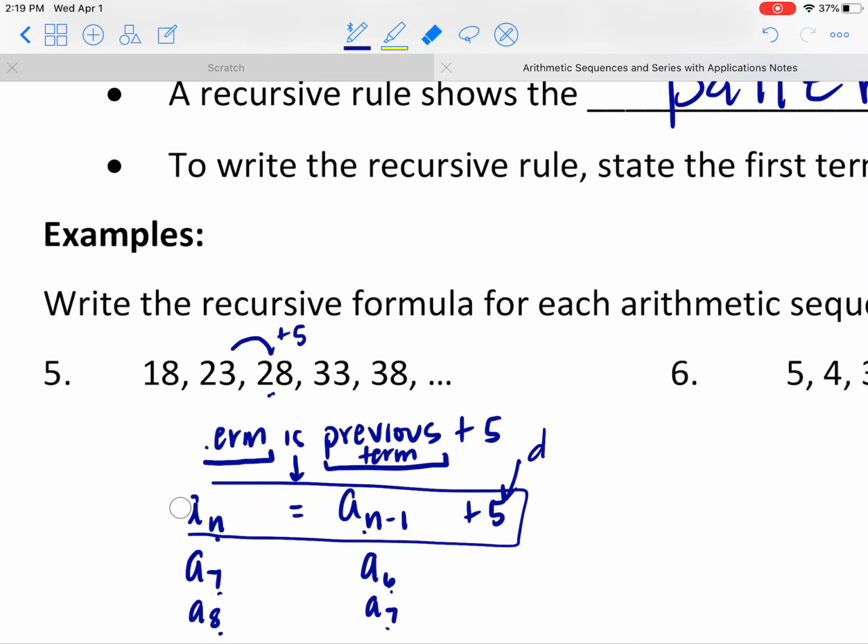Now let me get rid of all my craziness here and go back and fill in that bullet point. To write a recursive rule for a situation, all we need to do is plug the common difference, which is the only thing that changes from one arithmetic sequence to another, into the formula that says any term is the previous term plus that common difference. We also have to state our first term so that we know where our list starts, and then this is a recursive rule that shows us what the pattern is going to be.